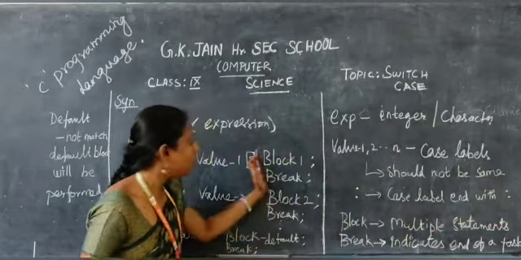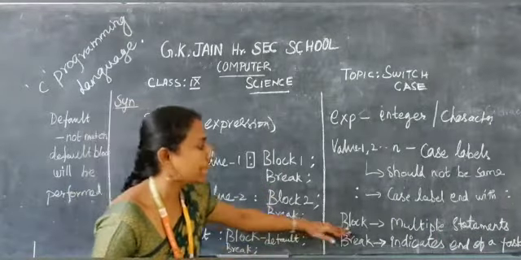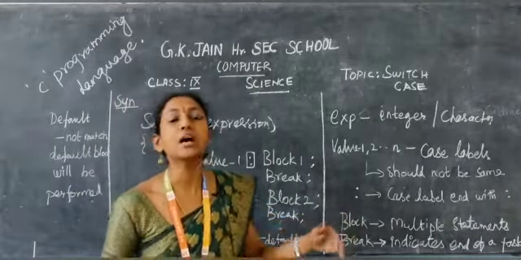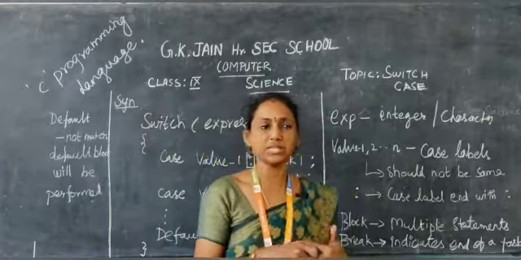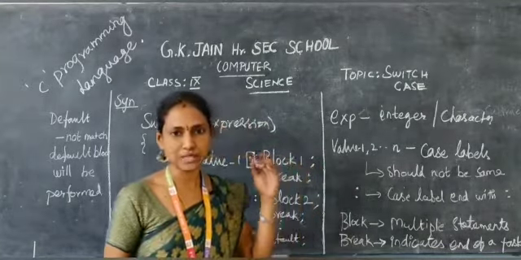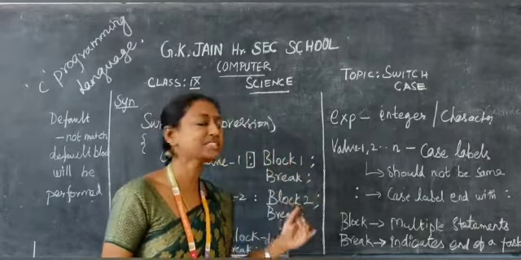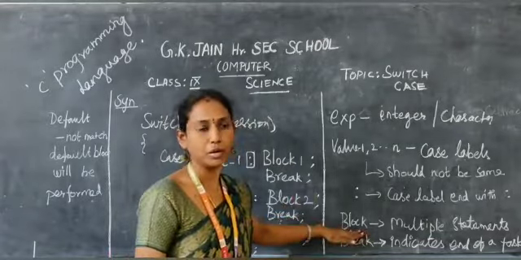After that we have block 1, block 2, default block like that. So that block is known as a set of statements. That is, a statement in a C program will have a set of statements to perform an action. So that set of statements can be written in the block.